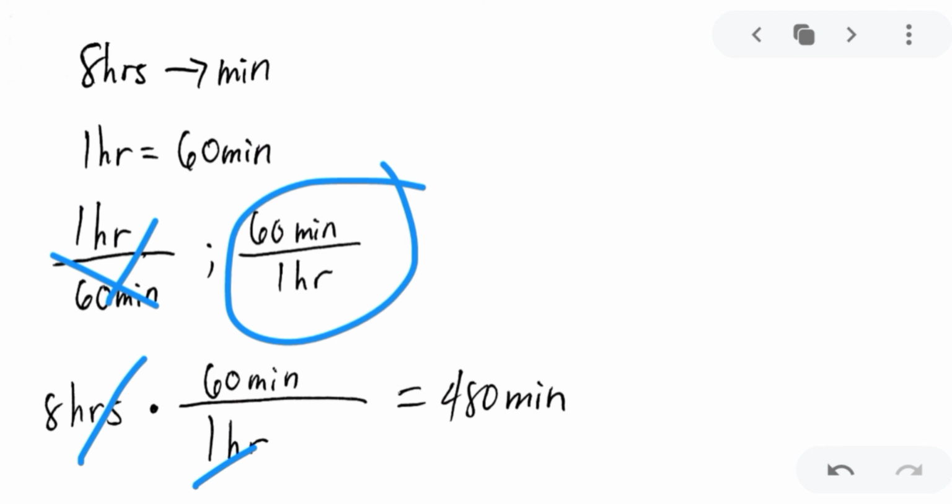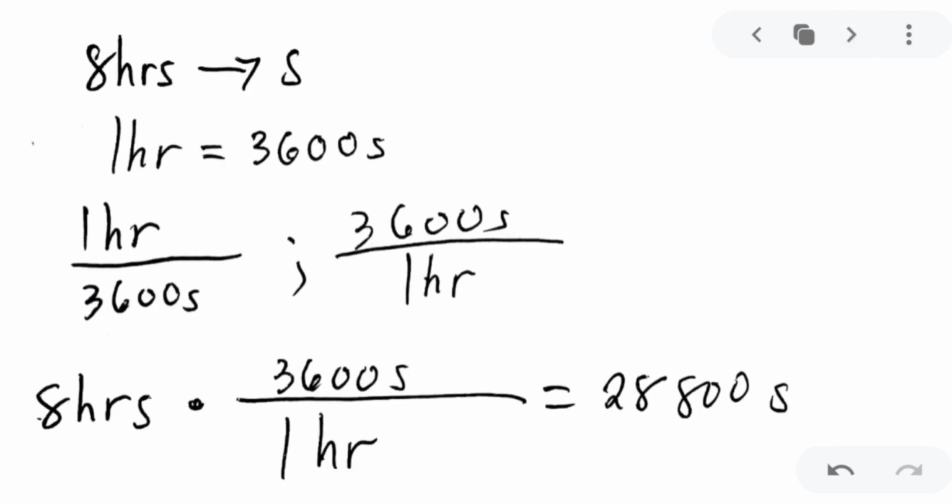Ganun mag-express. How about if the problem requires you to express your answer in seconds? So we all know that in 1 hour, we have 3,600 seconds. Why? Because in 1 hour, we have 60 minutes, and in 1 minute, we have 60 seconds. 60 times 60, that is 3,600. From this equivalence, we can arrive at 2 conversion factors: either 1 hour over 3,600 seconds or 3,600 seconds over 1 hour.